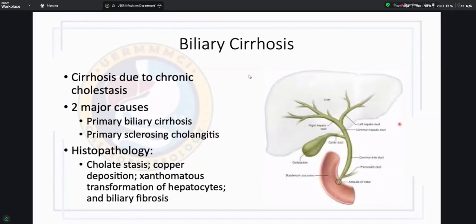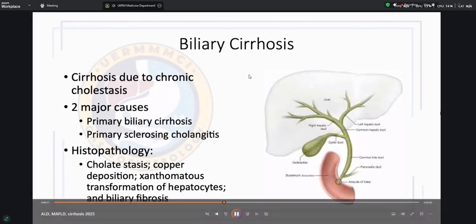Biliary cirrhosis refers to cirrhosis which is caused by chronic injury to the bile duct. This may be due to inflammatory lesions, congenital or metabolic processes, or external bile duct compression. As a result, there can be cholestasis or impaired bile flow, and later on, inflammation, fibrosis, and eventually cirrhosis. Despite the difference in pathogenesis with other causes of cirrhosis, the manifestations of end-stage liver disease are the same. So there are two major causes, primary biliary cirrhosis and primary sclerosing cholangitis.